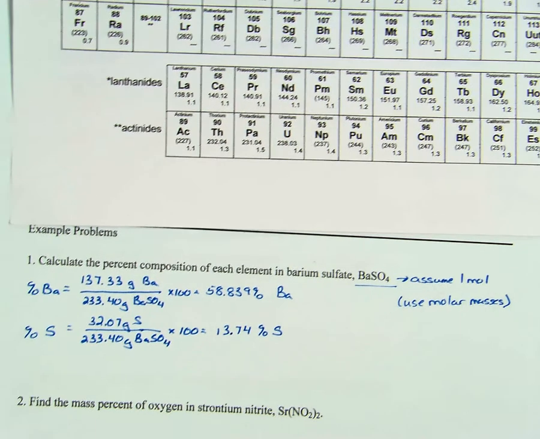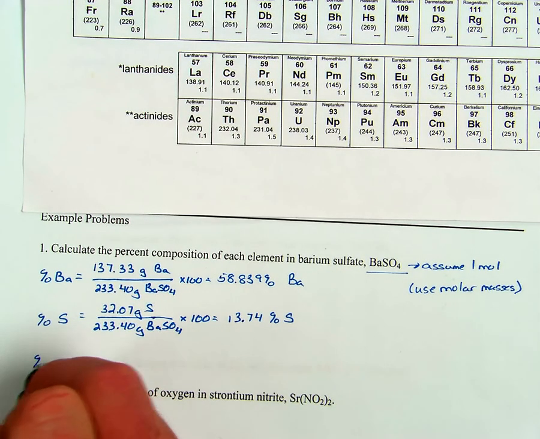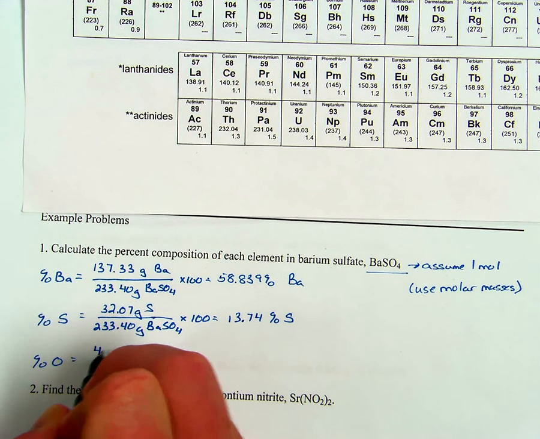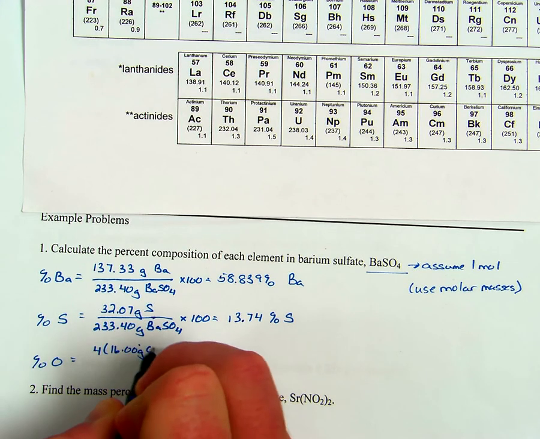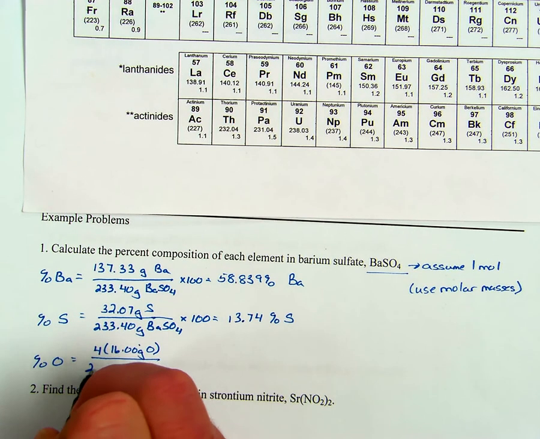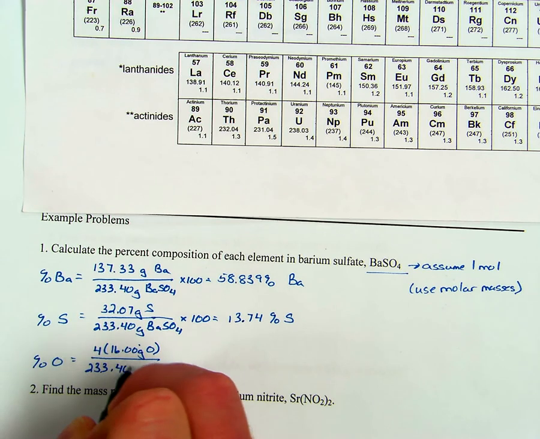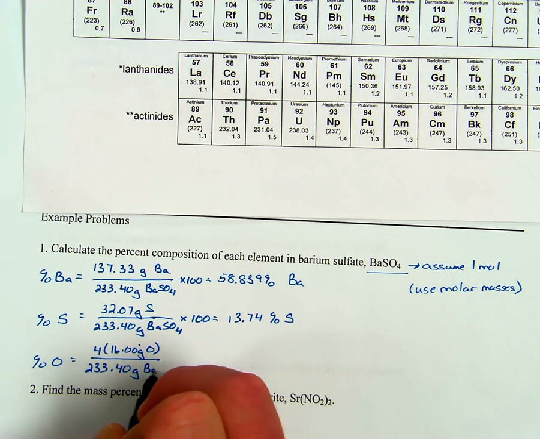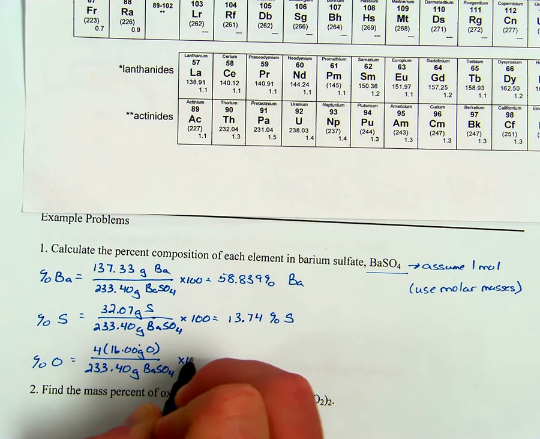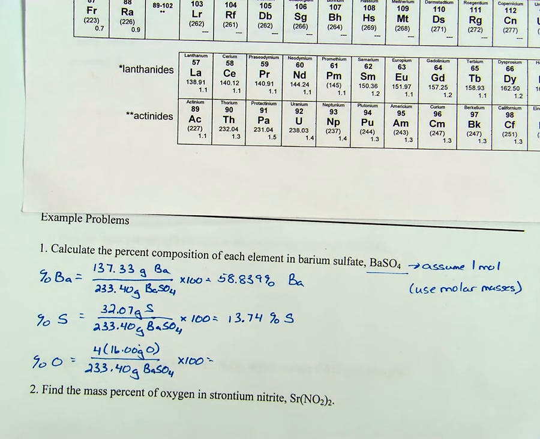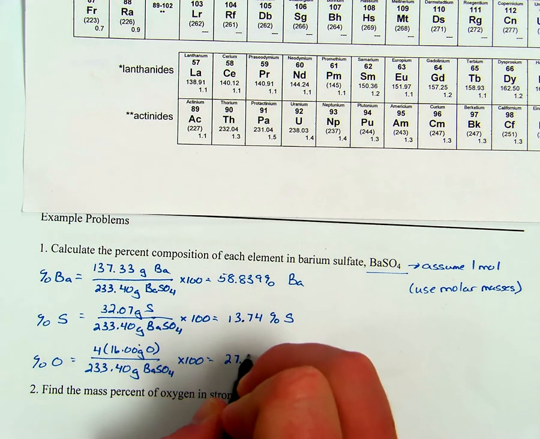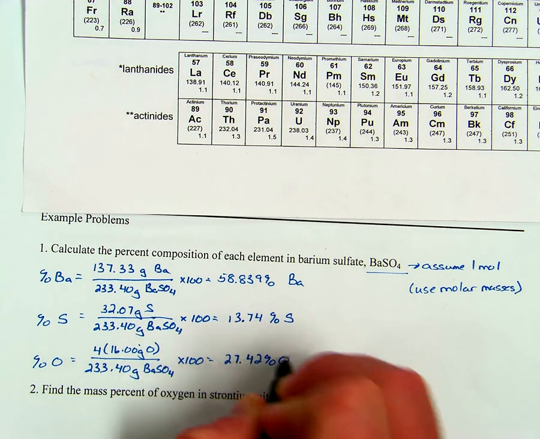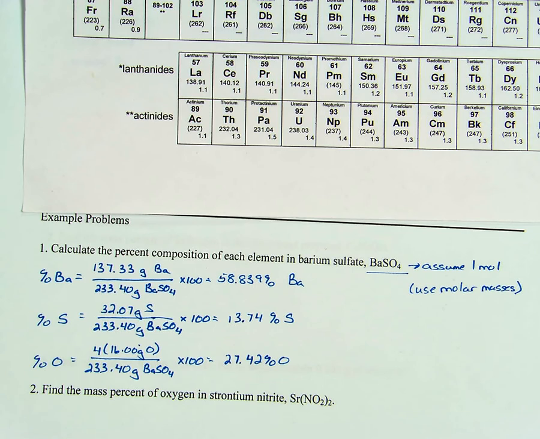And then for the oxygen, that would be 4 times 16.00 grams of oxygen divided by 233.40 grams of the compound. So plugging that in, and I get 27.42% oxygen. When you're all done, the best way to check is to add them all up, make sure they add to 100.